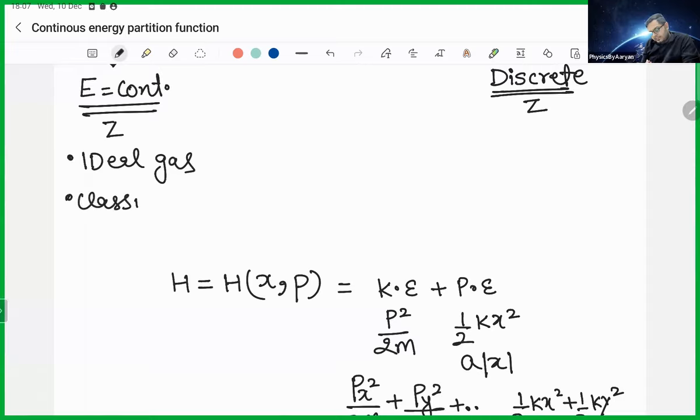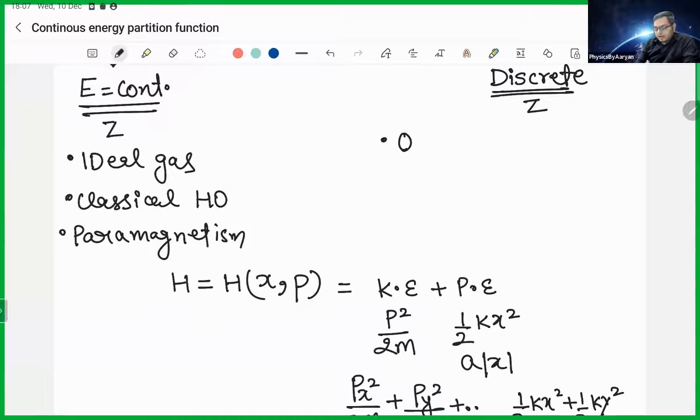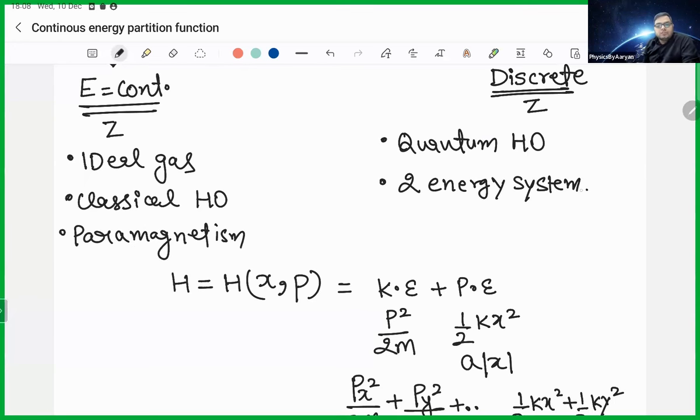Or classical harmonic oscillator, or paramagnetism, right? In discrete systems, we deal with the quantum harmonic oscillator, or we deal with two-energy-level systems, which can be thought of as lasers and so on. I hope you are all writing it down. So these are some of the systems we need to use.